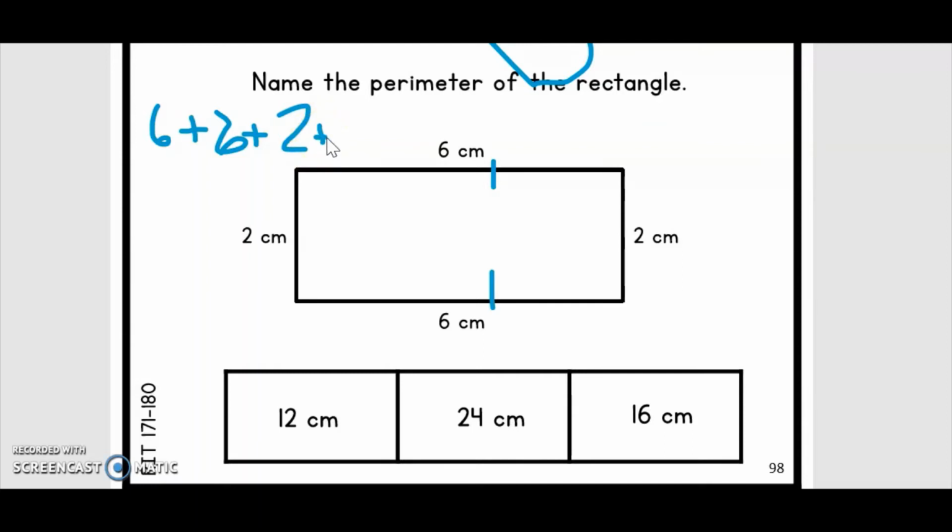2. Plus 2. Perfect. Now, if you have your addition sentence already ready, go ahead and try to find that answer. Try to find the perimeter. You should have gotten 16 centimeters. If you got 16 centimeters, awesome job.